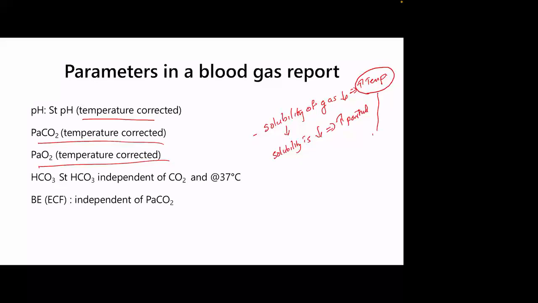And pH will be increased, when it's measured at a lower temperature or at the same temperature.